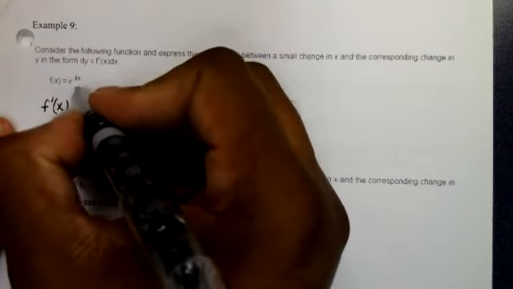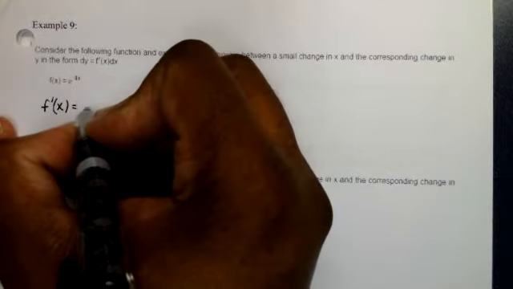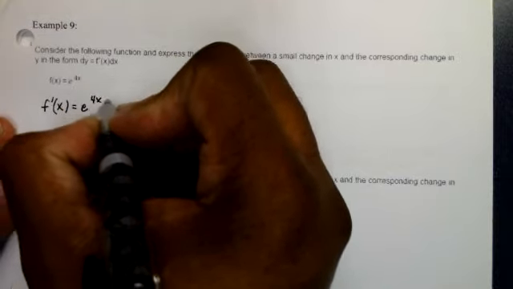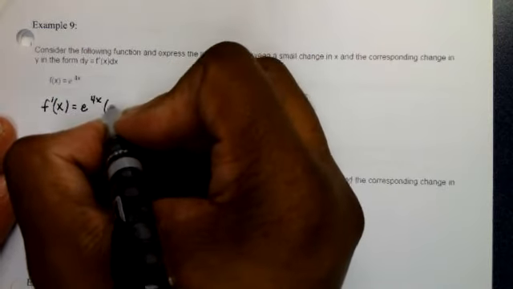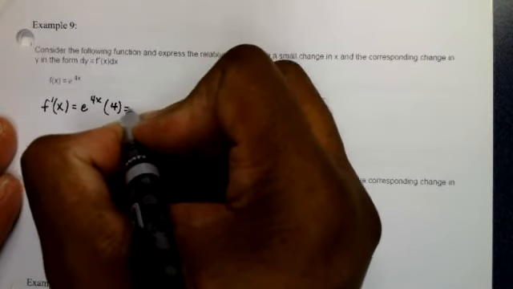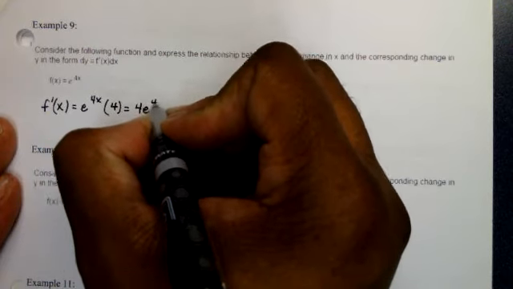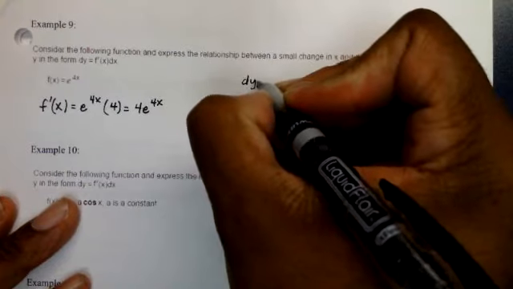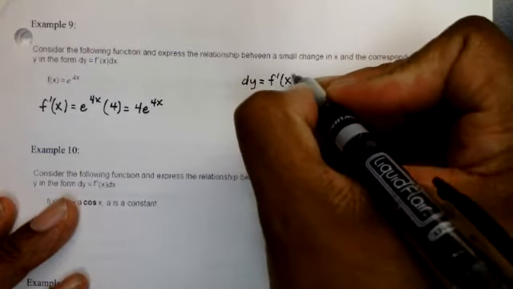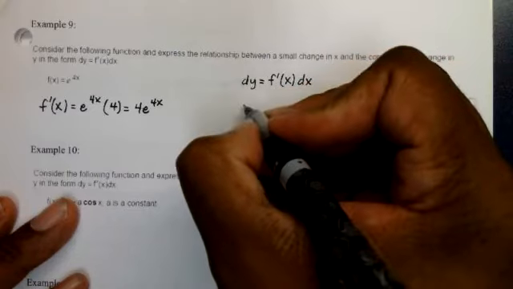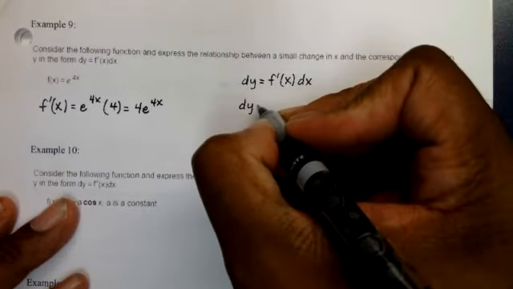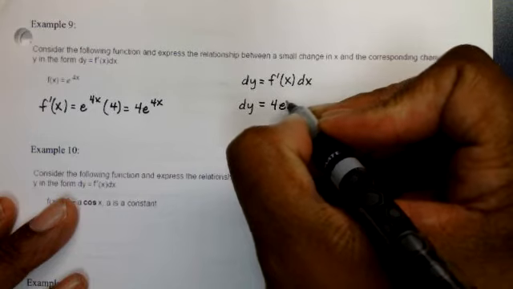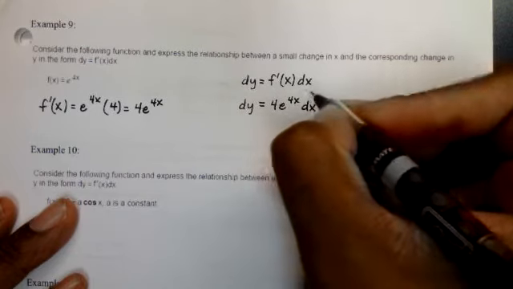So f prime of x is equal to, the derivative of e to the 4x is e to the 4x times the derivative of 4x. So we have to apply that chain rule. The derivative of 4x is 4. So this will be 4e to the 4x. So now, using dy equaling f prime of x dx, you just substitute f prime of x with 4e to the 4x. So dy then will be equal to 4e to the 4x dx.